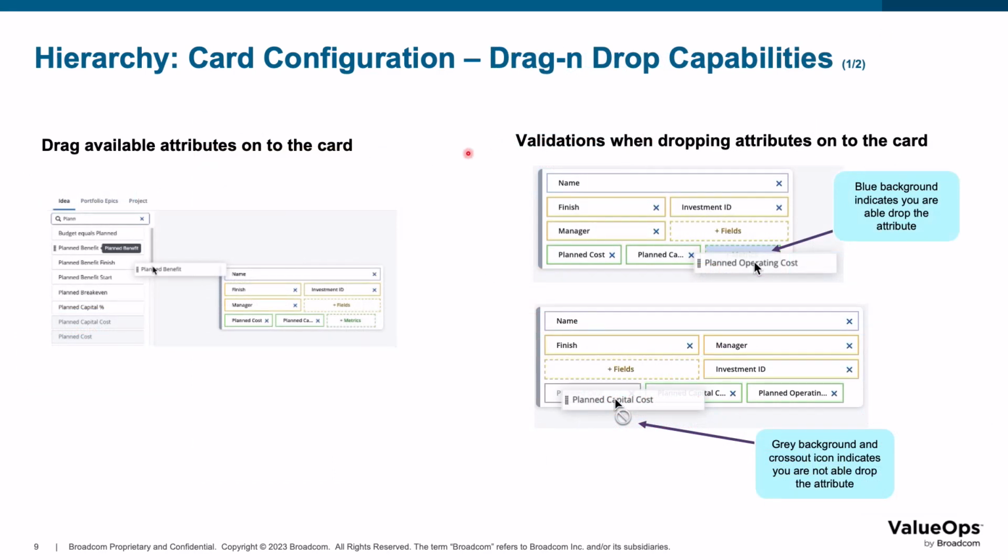So let's review the new drag and drop capabilities for the hierarchy card configuration. From the attribute list, you're able to search and drag an attribute onto the card. When you're doing that drag and drop, we do validations when you do the drop. If you're able to successfully drop that attribute, you get a blue background. But if you're not, you get a gray background with a strikeout icon, letting you know you're not able to drop that attribute in that area of the card.